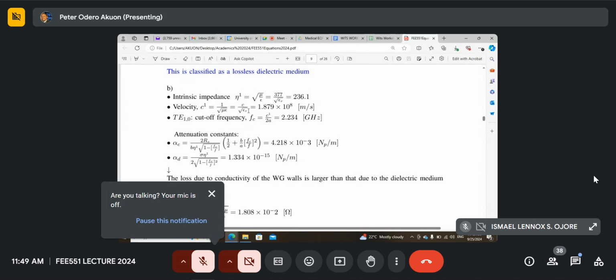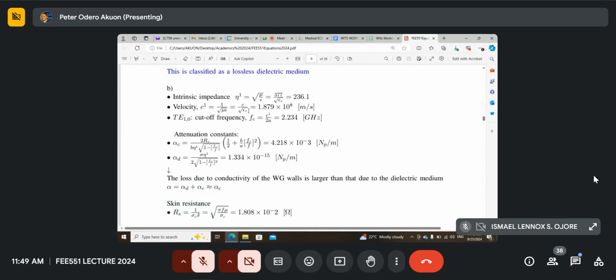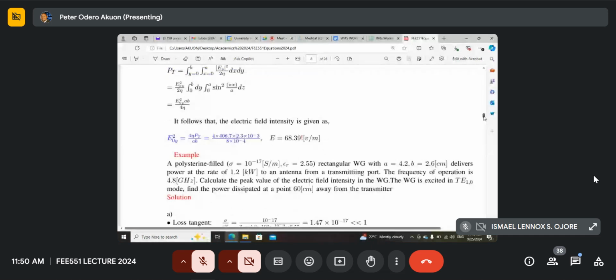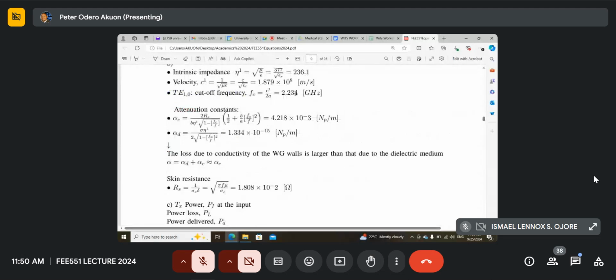What about cutoff frequency? Because it's a TE10, the coefficient of n reduces, so we have only 1 for m. So we have c over 2a. You can calculate 2.2. So will there be forward propagation? We look at our frequency of operation, which is given as 4.8. So the cutoff is 2.3. So this is okay. 2.23 is fine.